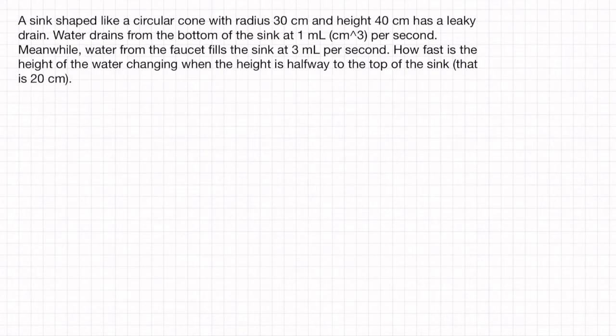So I've chosen one of the hardest related rates problems that I can find, and we're going to do it together. So let's read it to start with. A sink shaped like a circular cone with radius 30 centimeters and height 40 centimeters has a leaky drain. Water drains from the bottom of the sink at 1 milliliter per second. Meanwhile, water from the faucet fills the sink at 3 milliliters per second. How fast is the height of the water changing when the height is halfway to the top of the sink?